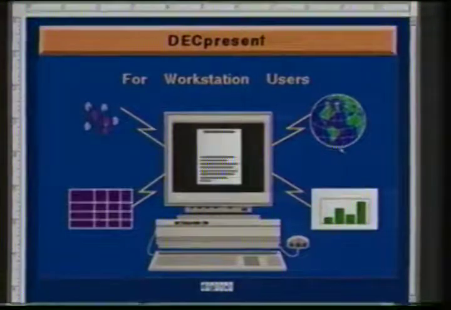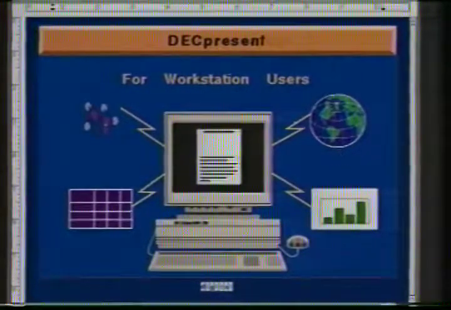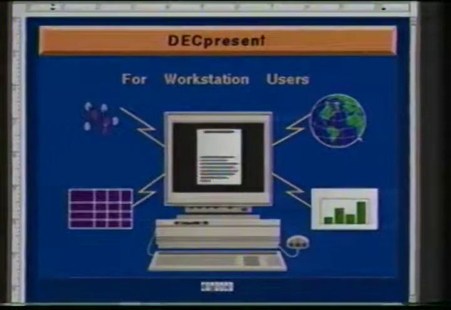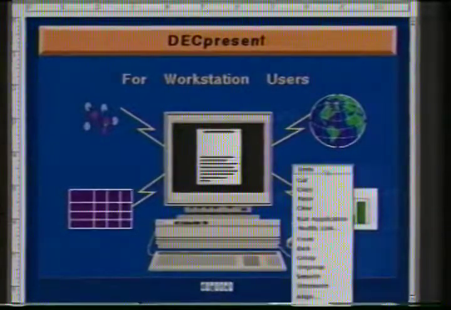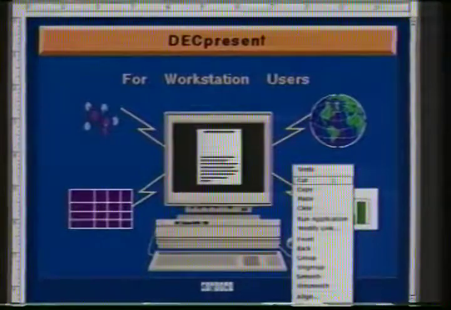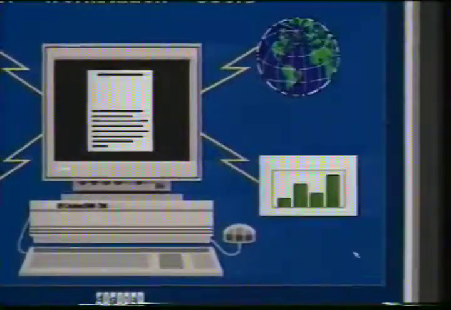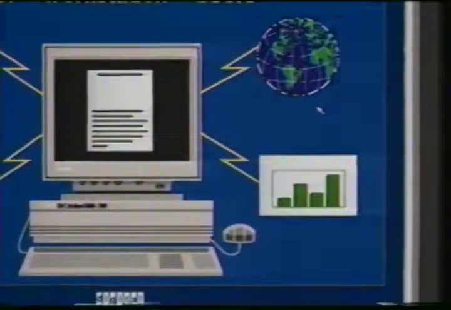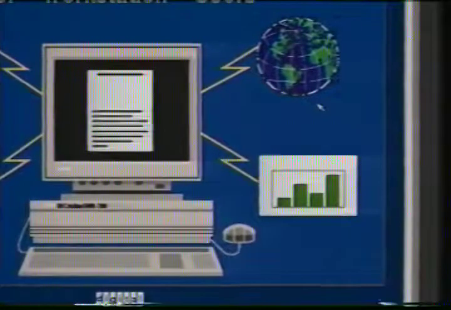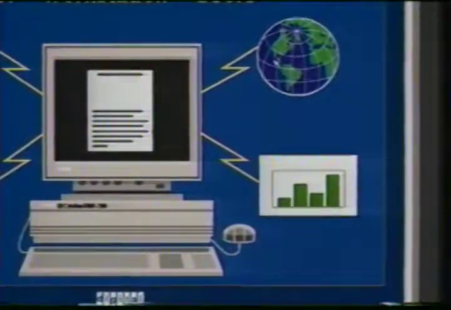Here we have another piece of clip art, and I'm going to select it with mouse button 1, and pressing mouse button 2, I can get a context-sensitive pop-up menu. You'll notice that my menu gives me choices relating to graphics because it knows that I have a graphic selected. I'm going to ungroup this globe so that you can see by the number of handles the extent to which I can edit DECpresent clip art.